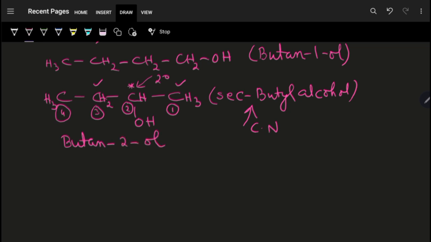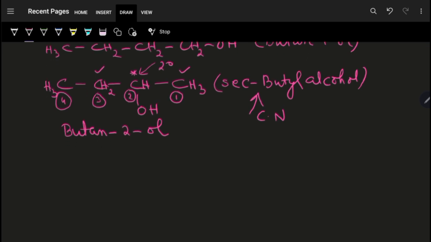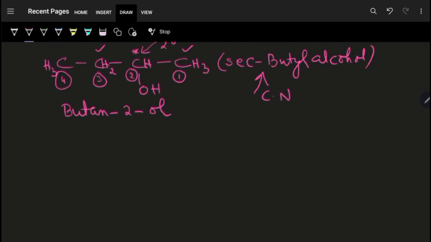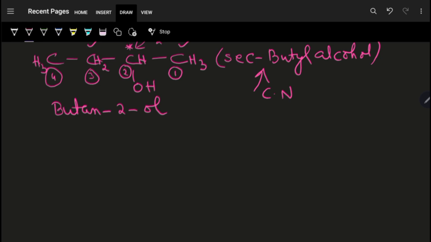Some write it as 2-butanol. I'll insist on writing butan-2-ol because butane is the parent. You drop the E and bring in the butanol system. In this butanol system, you have OH at position 2. So it is better to write butan-2-ol.